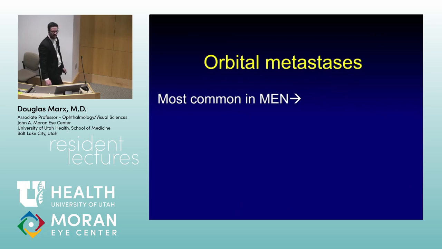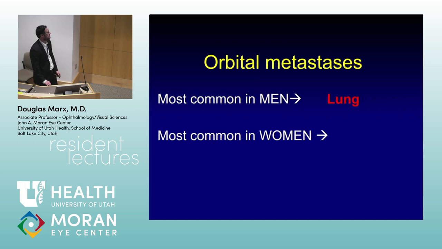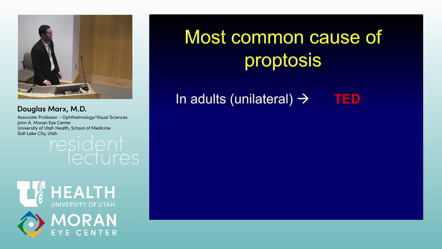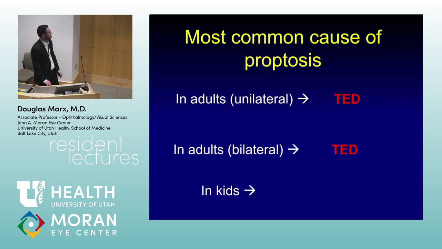Orbital mass, what's going on? Long time. Women? Breast. Okay, most common cause of proptosis. Thyroiditis. Even if it's unilateral? Yeah. Is thyroid eye disease a unilateral disease? But it can be very, very asymmetric, right? And then in adults, bilateral thyroid eye disease. In kids, it's actually often unilateral.